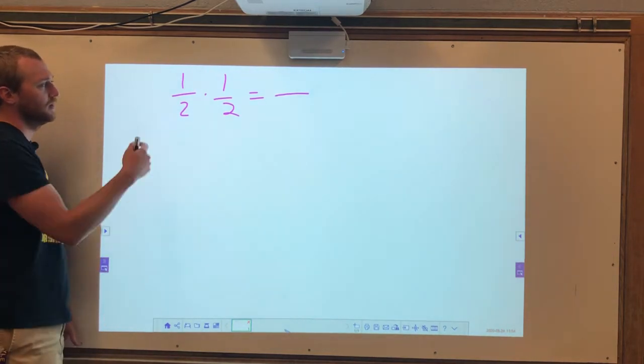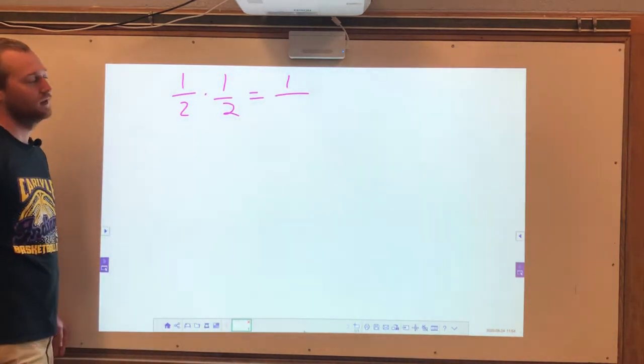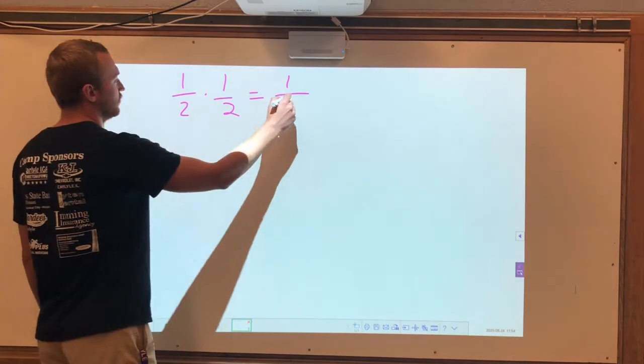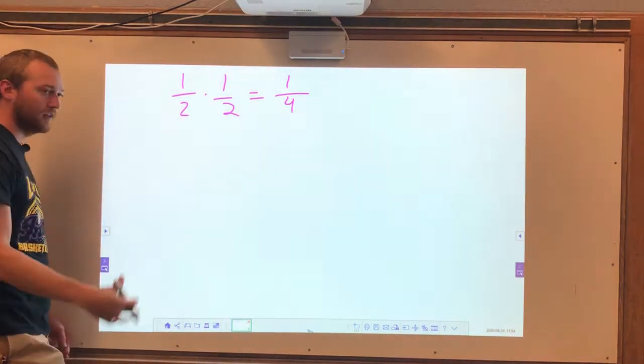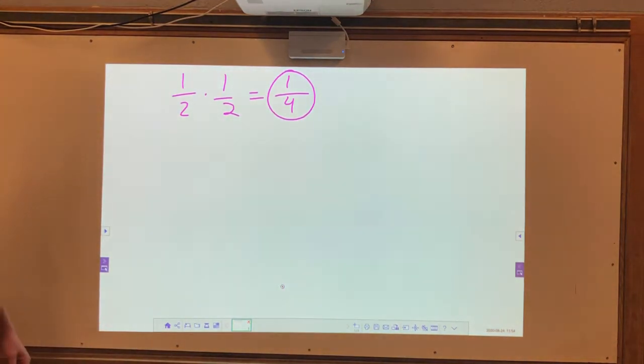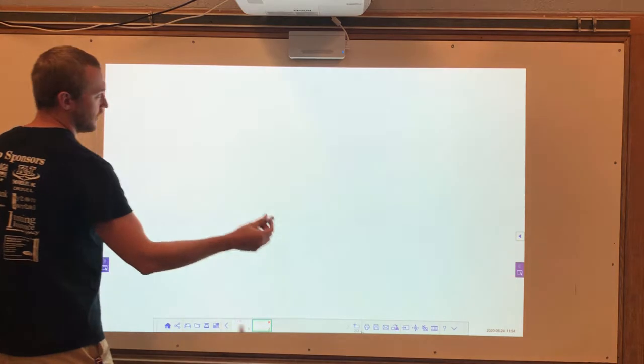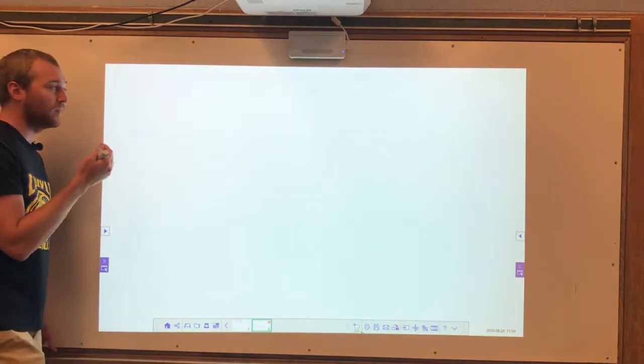Let's multiply across. Start with the numerators. Let's do 1 times 1. It's just 1. 2 times 2 gives you 4. And there's our answer: 1/4. All right, now that wasn't too bad.